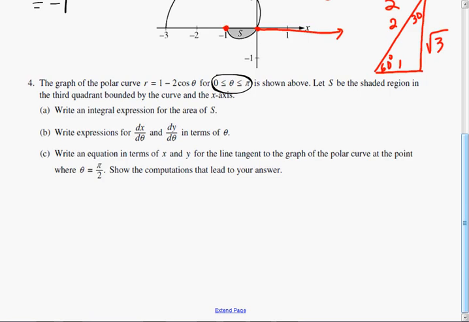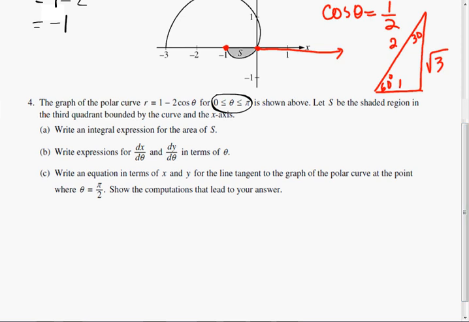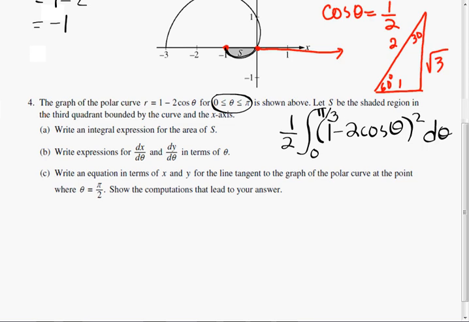Okay, write an integral expression for the area. Well, that's easy. It's 1/2 r squared, 1 minus 2 cosine of theta. You do have to remember it's squared. Can you remember that? All those areas are squared, if you think about it. d theta from 0 to 60 degrees, or pi over 3. Was that bad? Finding the angles is tricky. Because 0 to pi would be all of this.